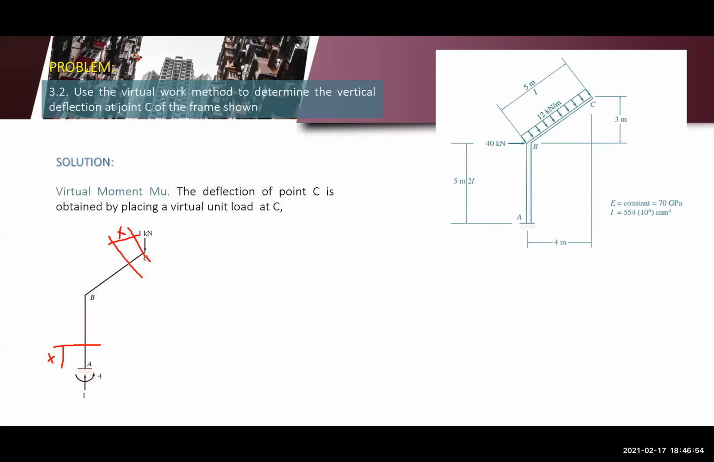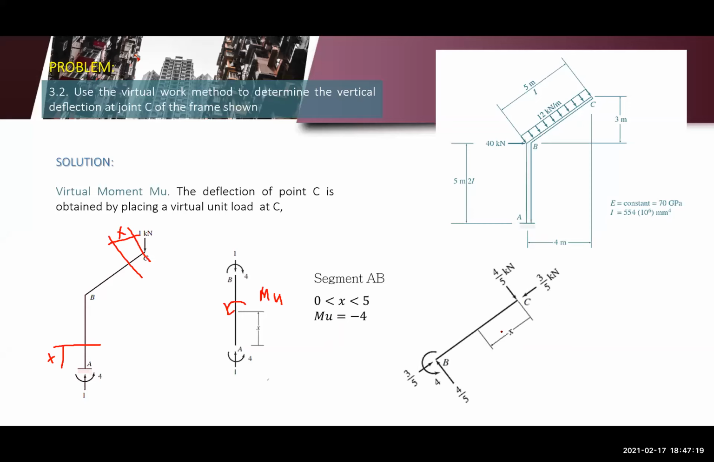Okay, so to compute that, tingnan natin. Sa segment AB muna yung una. Here, mag-compute tayo ng MU. So your MU is equal to -4 kasi wala ka namang perpendicular force. Next is segment BC. So, ulitin ko, dapat yung perpendicular sa member yung kino-consider natin. So, saan galing yung 4/5 tsaka 3/5?